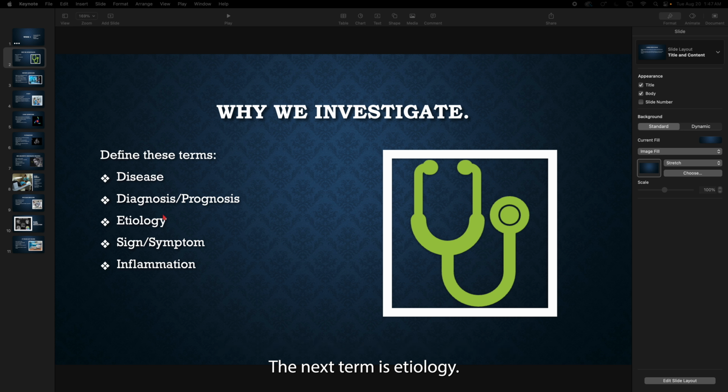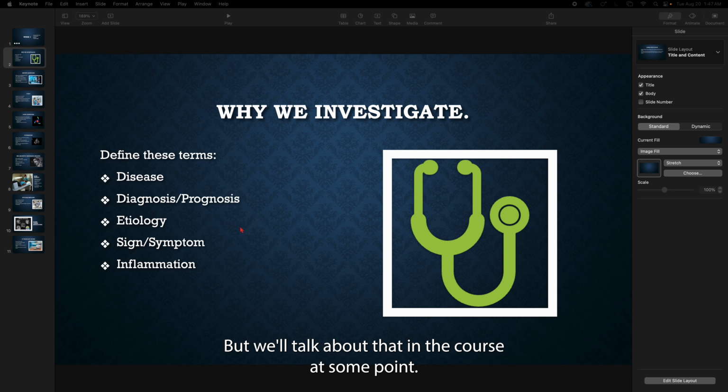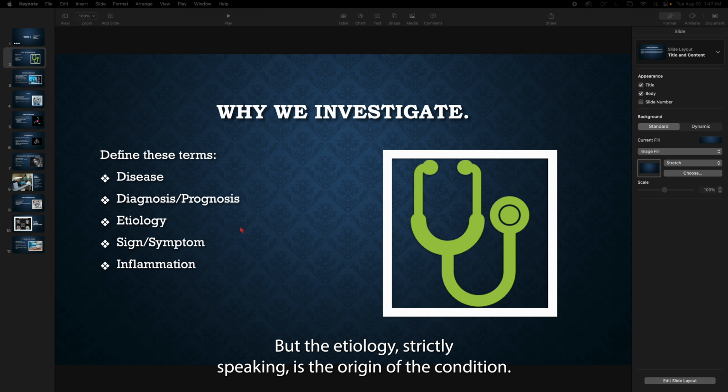The next term is etiology. Etiology is the origin of the disease, a study of the causes and origins or the reasons behind the condition. What causes it? This is not the same thing as the risk factor, right? But we'll talk about that in the course at some point. But etiology, strictly speaking, is the origin of the condition, right?